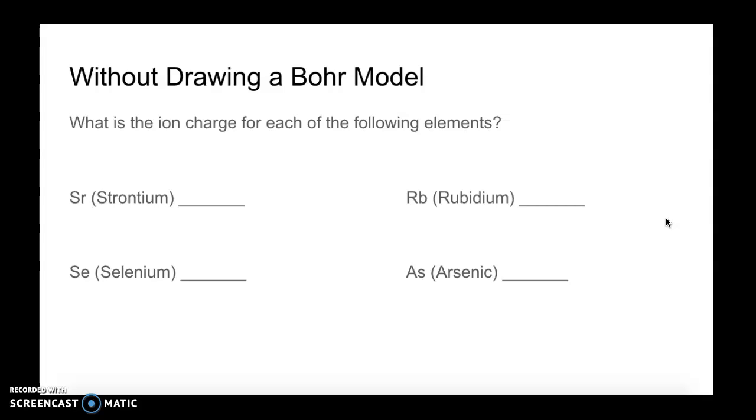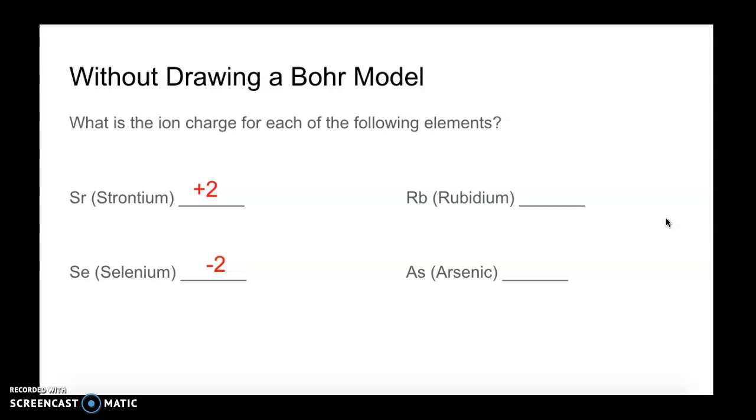Without drawing a Bohr model, I want you to state what the ion charge is for each of the following elements. Find strontium. It's on the bottom left side. Strontium is in the alkaline earth metal family, and so it has a +2 charge. Go ahead and find selenium. It's beneath oxygen. So what charge would it have? That is a -2 charge.